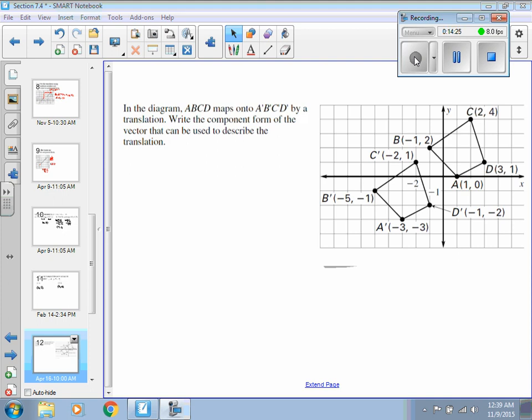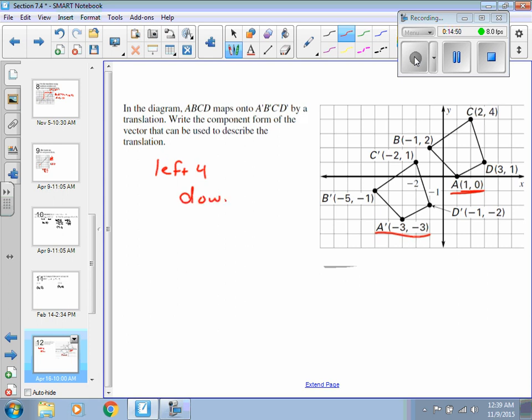Okay, so we're taking a look at a single point, and we can choose any point we want. I'm going to take a look at A, because A is the point (1, 0). We want to look at that movement from A to A prime. A prime is at (-3, -3), which means I'm moving to the left 4 units and down 3 units, because that's going to get me from 1 to -3 in the x, and from 0 to -3 in the y.